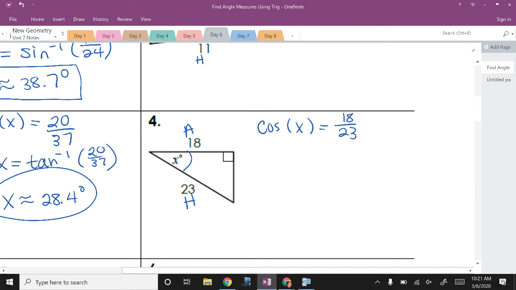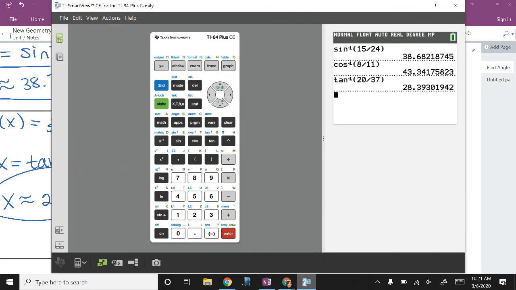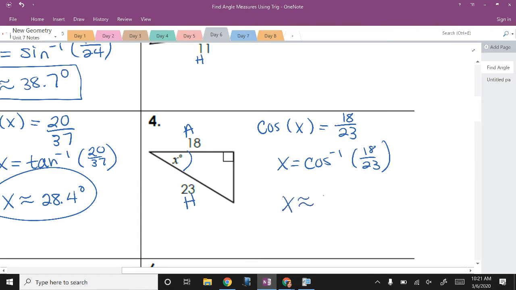Deleting everything. So x equals what? Inverse cosine of 18 over 23. All right, so in our calculator, we hit what? Second cosine, 18 over 23. Enter. That's about what? About 38.5. 38.5 what? Degrees. So any questions about finding angle measures?